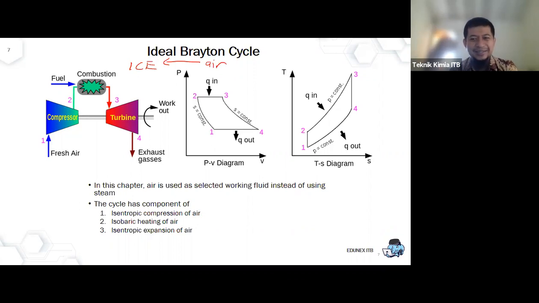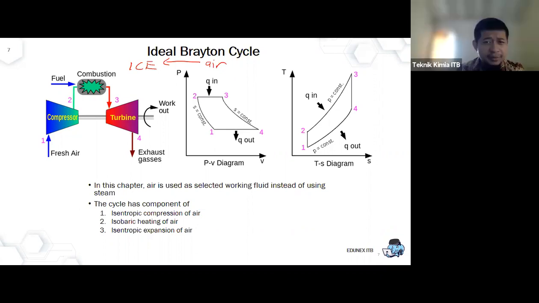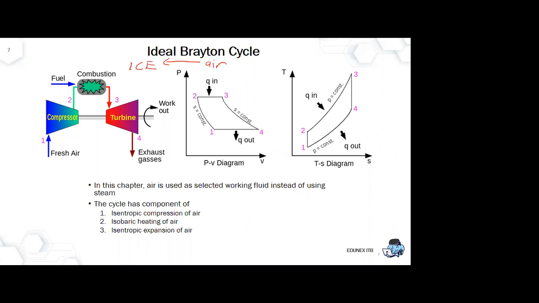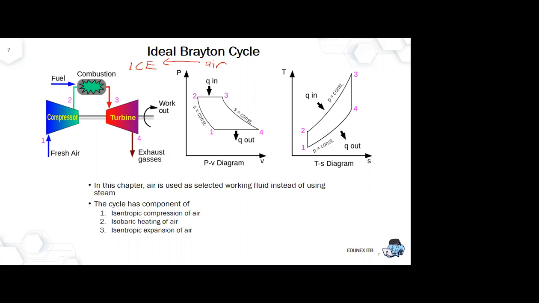Sir, why does it have to be air and not others? What do you mean? You can just imagine for the Rankine. Is it air? It's water, isn't it? Rankine is water, sir. Yes. But for Brayton, Otto, and diesel, the ones that you said, sir, why does it have to be air?